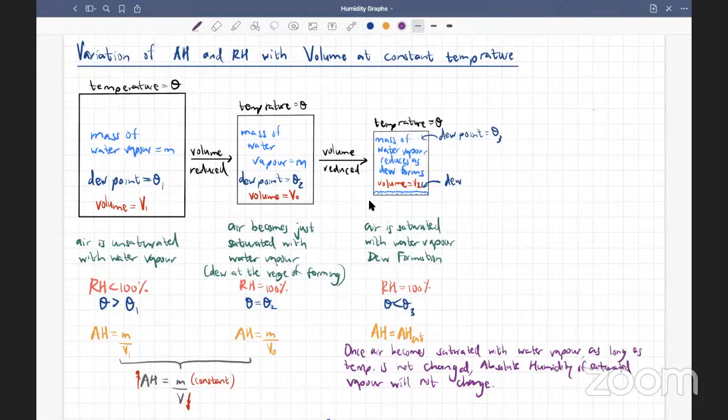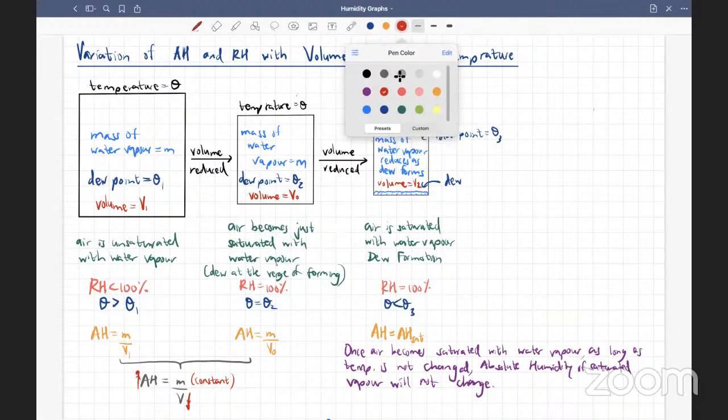Okay, now guys, listen. If you are wondering what's going on here, from here to here, I know you have problems about AH now, right? AH is equal to mass over volume. Remember, both are reducing. Do you agree with me or not? M is reducing. Why? Dew is formed. And V is reducing because we are reducing the volume of the chamber. Do you understand? No, wait, I think it's too congested. I'll put it here. Never mind.